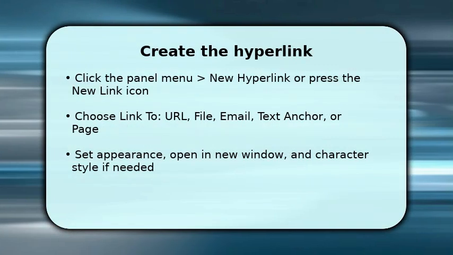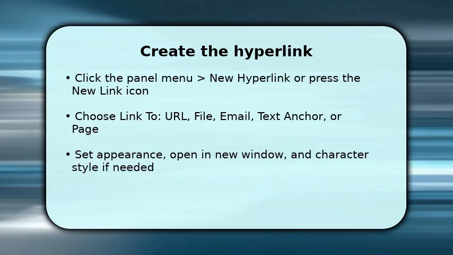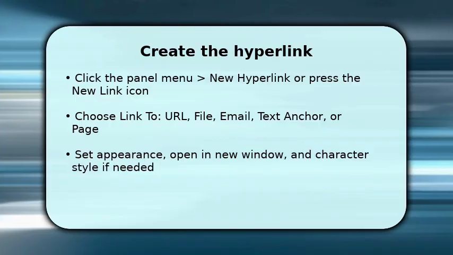Once you have the Hyperlinks panel open and your selection active, click the panel menu or the new hyperlink icon to start. Choose the link type: URL for web, file to attach, email for mail to, text anchor for internal, or page to jump to a page, and enter the destination.